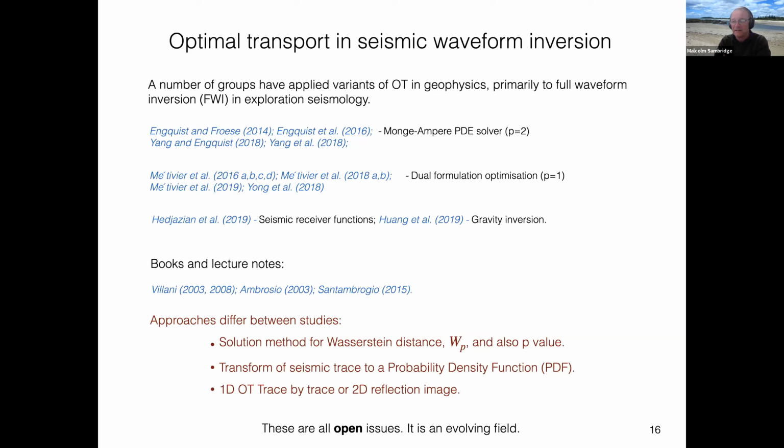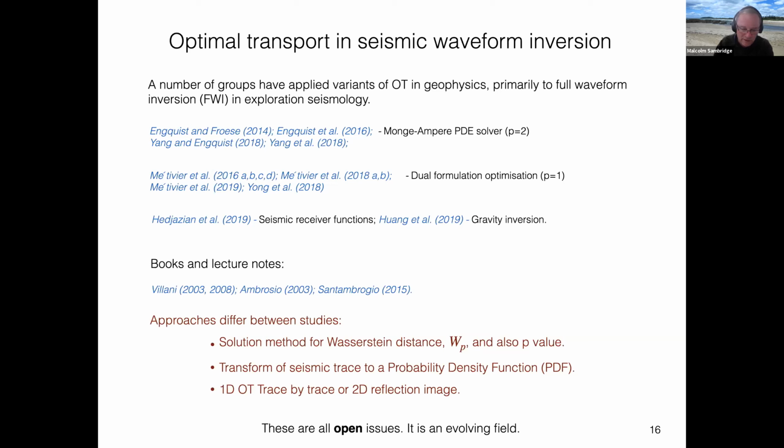It's broken out of that discipline in more recent times with two pieces of work here by, I'm going to pronounce his name wrong, Hejazian on seismic receiver functions and Huang on gravity inversion. So there are other people trying to apply this idea. And what I'm going to show you next is our take on the whole thing of trying to apply this Wasserstein distance to the inversion of waveforms of a sort of more global geophysics, crustal geophysics nature, where the problems are slightly different. But each of these areas differ in how they've calculated the Wasserstein, what value of P they've used, whether they do trace by trace or all at once.